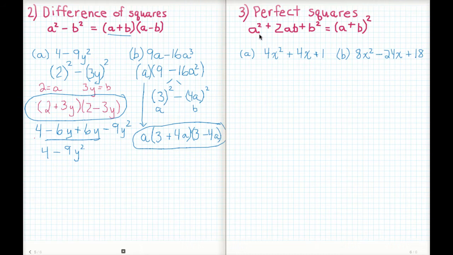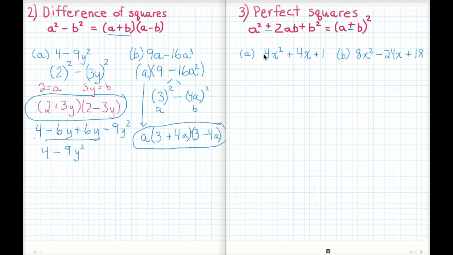Perfect squares. This was our perfect square pattern. There's something missing here. If this middle term is subtracted instead of added, then the pattern is exactly the same, but this bracket will be subtracted instead of added. So if it's plus, then it's plus over here. If it's minus on the second term, then it's minus over here. Okay, how do we get this into this pattern?